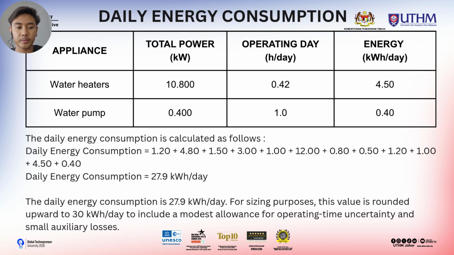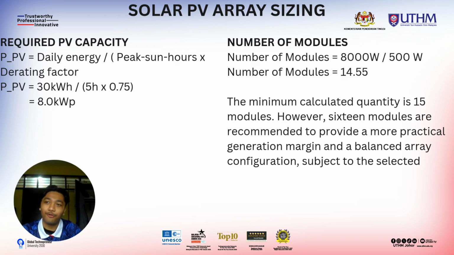So our chosen source of renewable energy is the sun, which means we use solar PV. To know how much solar PV we need, we must first calculate the required PV capacity. To calculate the required PV capacity, we divide the daily energy by the peak sun hours multiplied by the derating factor. The daily energy is 30 kilowatt hours. We divide it by the peak sun hours, which is 5 hours, and the derating factor 0.75. So the PV capacity that we get by calculating it is 8 kilowatt.